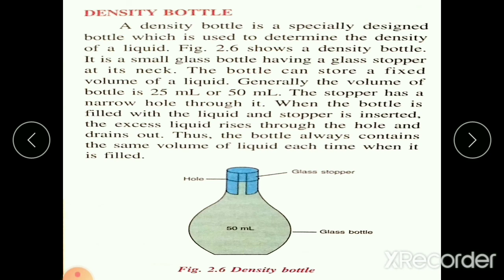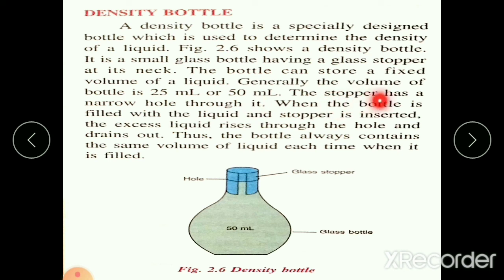Next, density bottle. Okay, what is this density bottle and how do we use it? Let's see. A density bottle is a specially designed bottle which is used to determine the density of a liquid. So this is the density bottle. It is a small glass bottle having a glass stopper at its neck. The bottle can store a fixed volume of a liquid. Generally, the volume of a bottle is 25 milliliter or 50 milliliter.